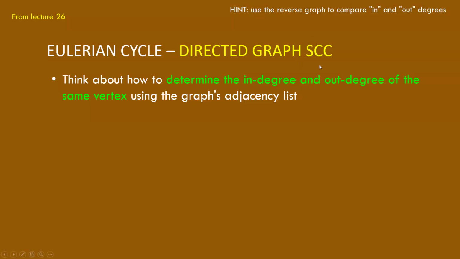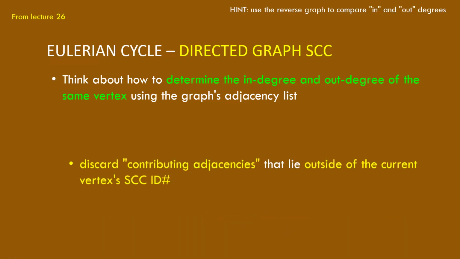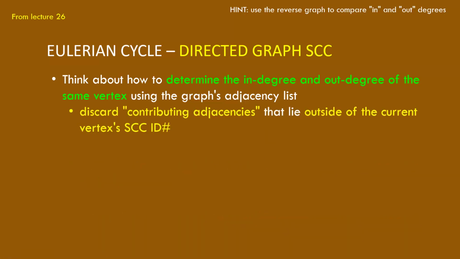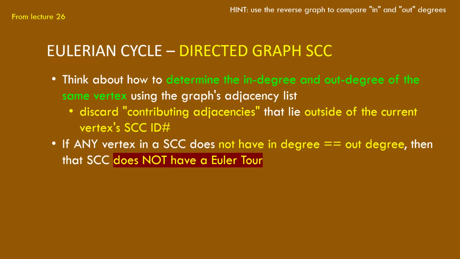So you're going to have to go through your strongly connected components one by one, look at the in degree and the out degree, by using the reverse graph to get the in degree and the normal graph to get the out degree. Just make sure that those degrees match. Okay, so a little bit of glue code that you'll need there. And remember that we're going to discard any adjacencies that lead us to a neighboring connected component, right? So if a vertex in a strongly connected component does not have matching in and out degrees, then we know it only takes one, right? One bad vertex spoils the whole SCC. We know that it does not have an Eulerian tour, okay?